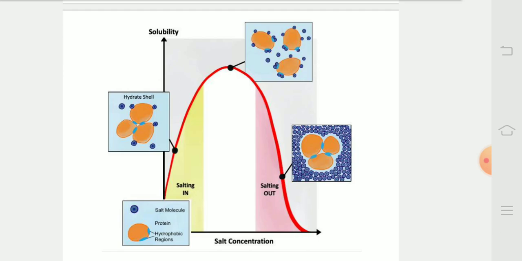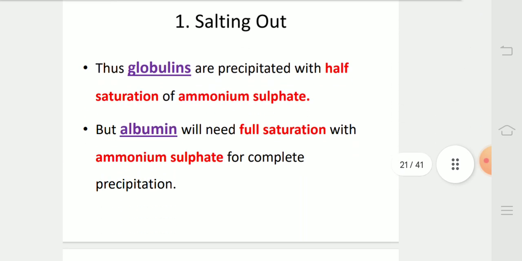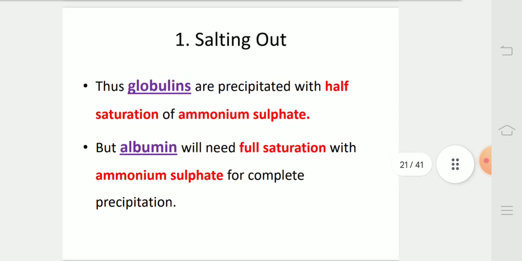In this diagram, we can see that there is salting in and salting out in the graph. Thus, the globulins are precipitated with half saturation of ammonium sulfate, but albumin will need full saturation with ammonium sulfate for complete precipitation.